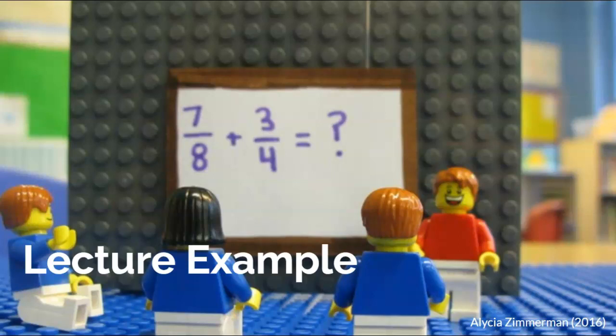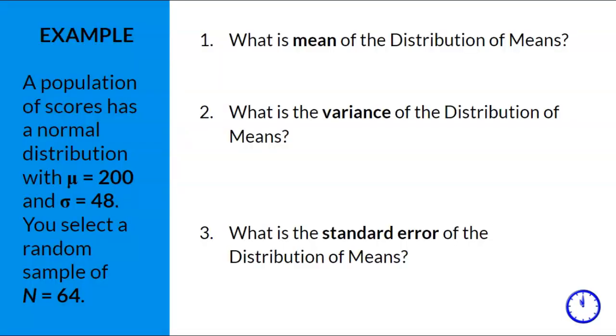Now that we've introduced the rules and formulas for a distribution of means, are you ready to practice your new knowledge? I have one lecture example for you to review. A population of scores has a normal distribution with mu equals 200 and sigma equals 48. You select a random sample of n equals 64. What is the mean, variance, and standard error of the distribution of means? Please pause the video and complete these problems on your own. Resume the video when you're done to review your answers.